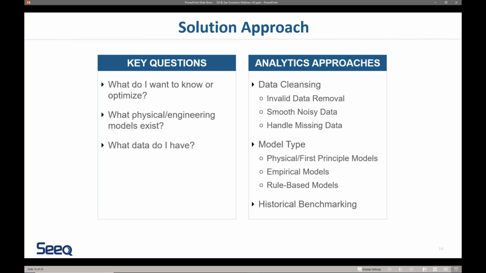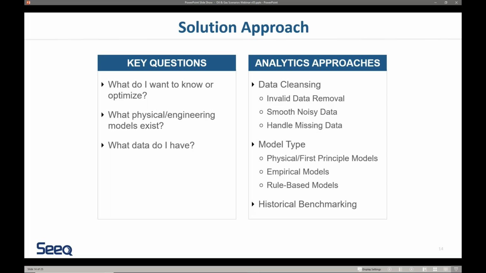The next question is, what physical and engineering models exist? Oftentimes, we can either use these models or they can inform the approach that we may take as we do our analysis. The last item is, what data do I have? In an ideal world, I have perfect instrumentation around my system, and so I can apply all of those physical and engineering first principle models I have. In reality, I may not have all that information, and so that might modify the approach that we have to take as we do that analysis.